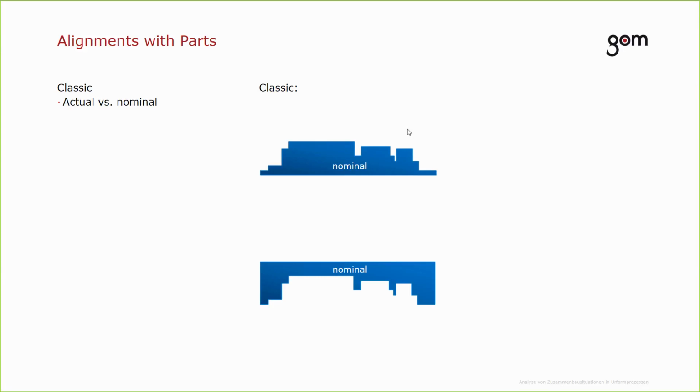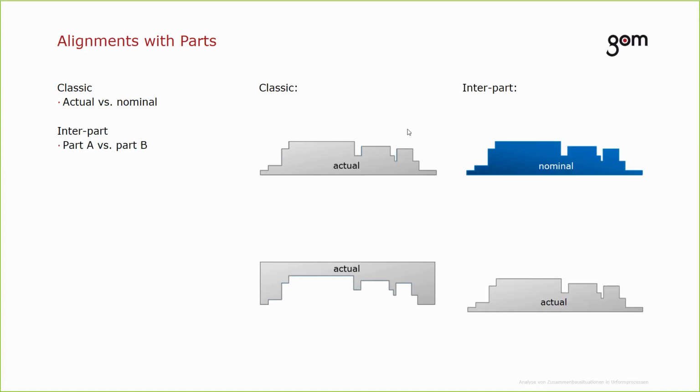In a part project, you can either perform a traditional alignment and align the actual data of a part to its respective nominal data. So this can be done for each part, of course. The second type of alignment which is possible in a part project is an interpart alignment. And this means that you can align the actual data of a part A against the nominal data, or even against the actual data of a different part B. And this offers a broad range of new possibilities for inspection.